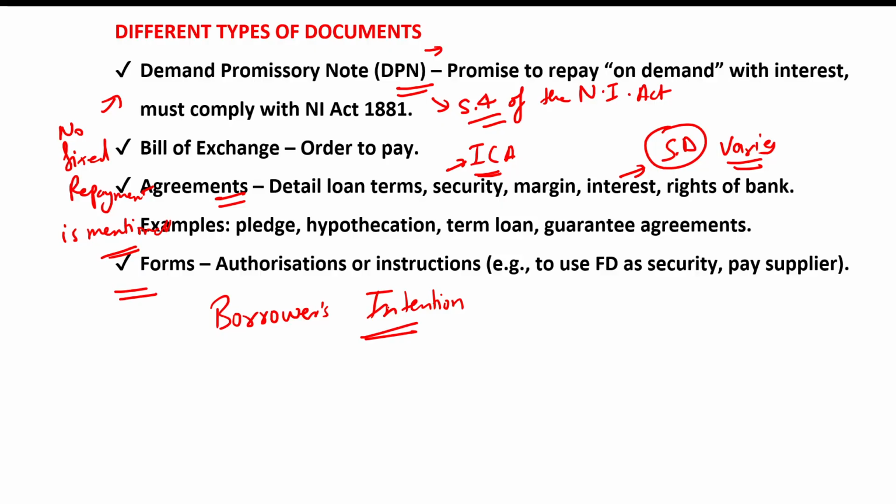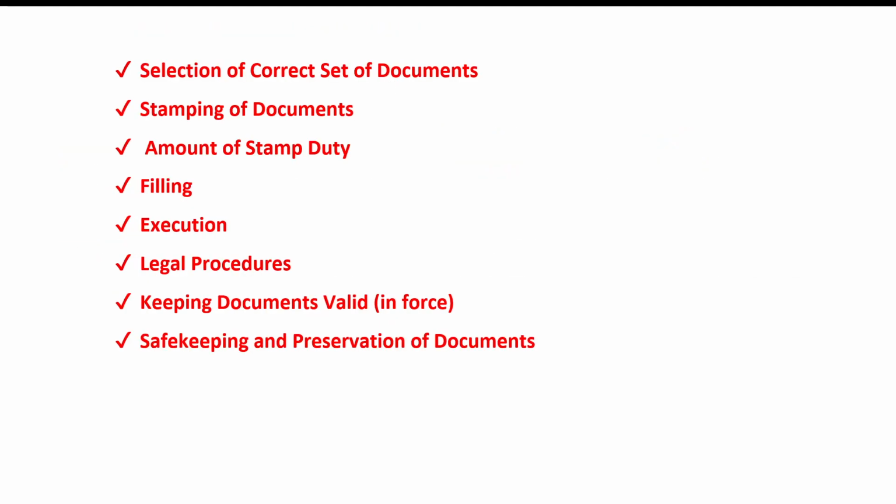So this is the main purpose of the forms: to give instruction or authorization related to documents. They show the borrower's intention, for example, authorization form, payment instruction form. So they particularly show the borrower's intention, and the purpose is to give instruction or authorization related to the loans.